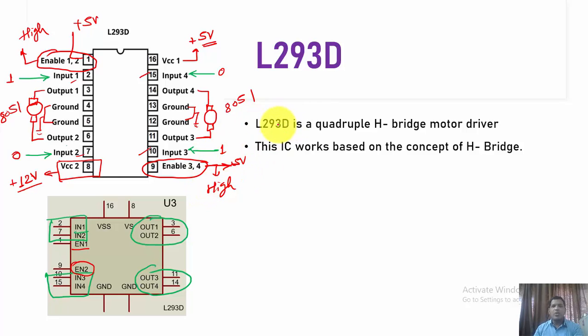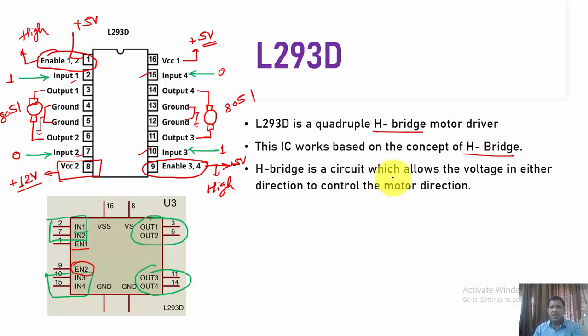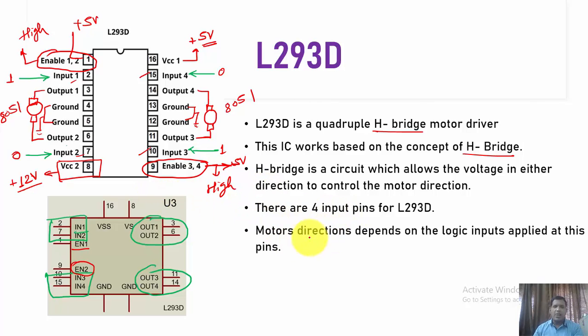Okay, so when I talk about the L293D, it is an H bridge motor driver IC. This IC works based on the concept of the H bridge. The H bridge is a circuit which allows the voltage in either direction to control the motor direction. Right? So there are 4 inputs, as we have just studied. The motor direction depends on the logic input applied to these pins, meaning the way in which we are going to give it.